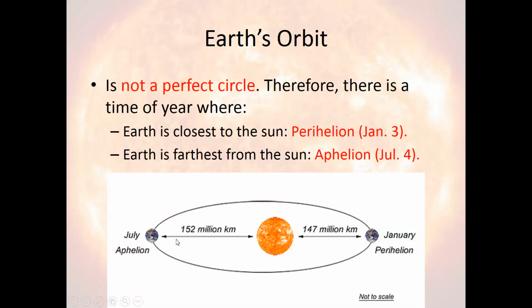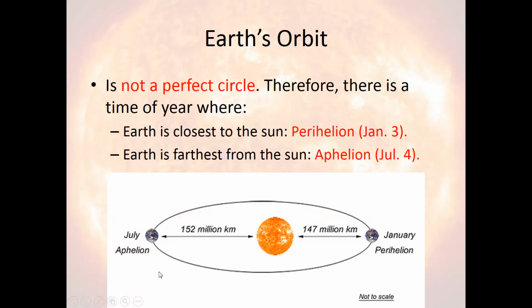And as I jokingly suggest to all my classes, this year on the 4th of July, run around and yell, Happy Aphelion! And everybody will point and laugh at you. But that's the day that we're the farthest from the sun. So we're closest in January, specifically on January 3rd, and farthest in July, specifically on July 4th.